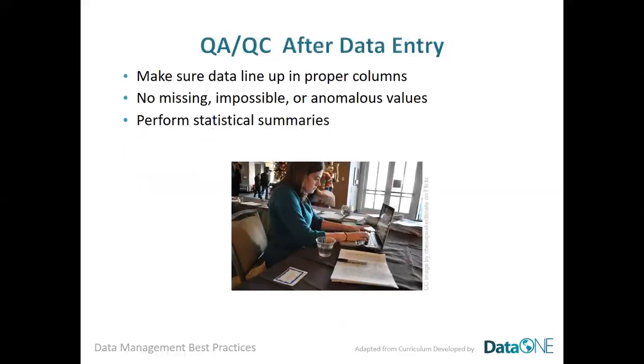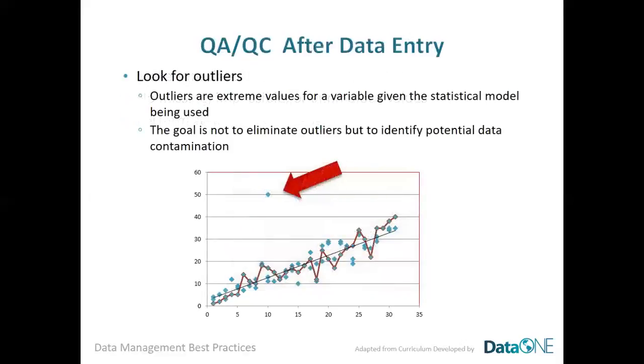Always, of course, make sure that you have data lined up in the proper columns, and that you don't have any missing or impossible or anomalous values within the data set. And then you can also perform some statistical summaries on the data, like some averages, some standard deviations, things like that, just to see what, if anything, jumps out as anomalous to you, and it could help you identify data errors.